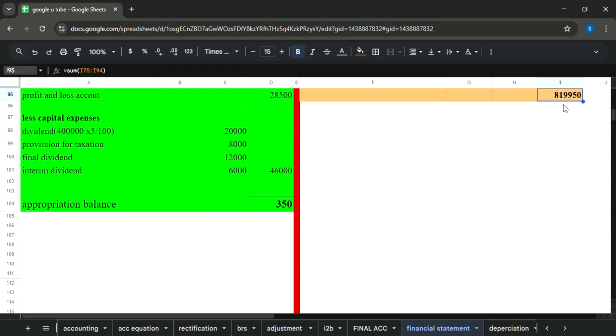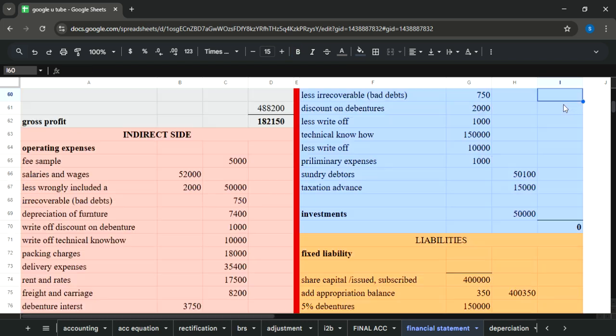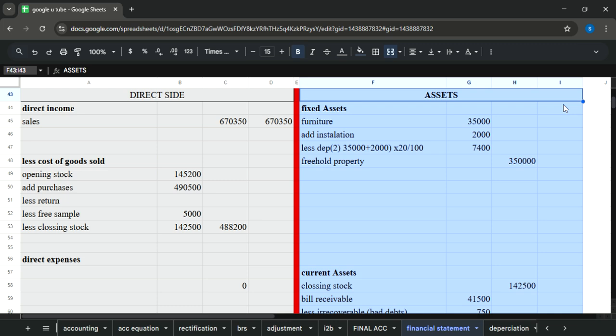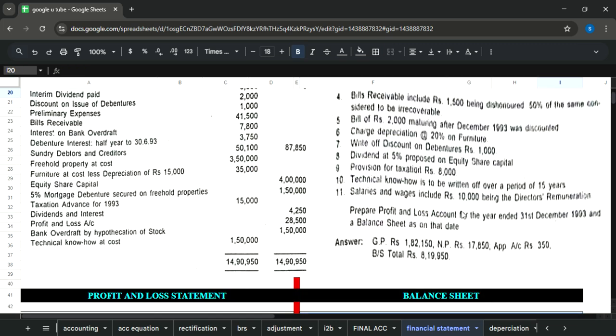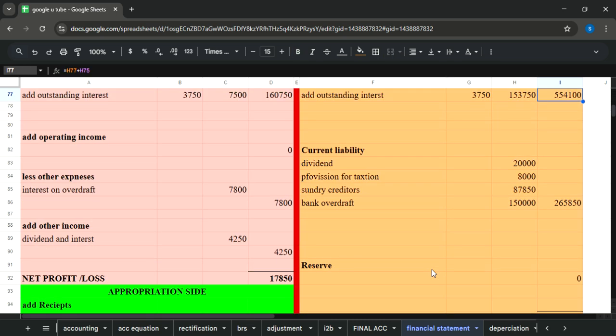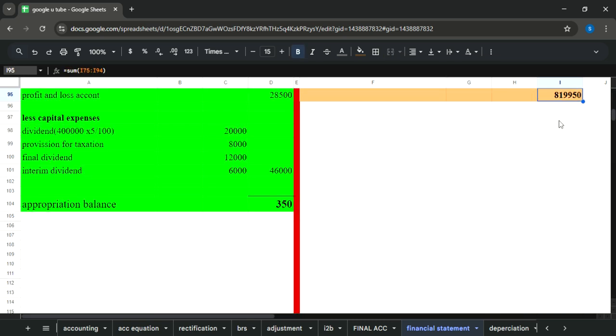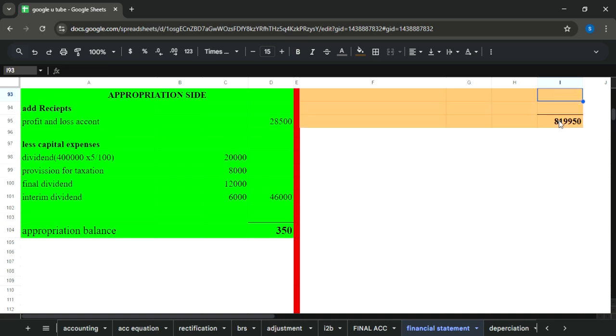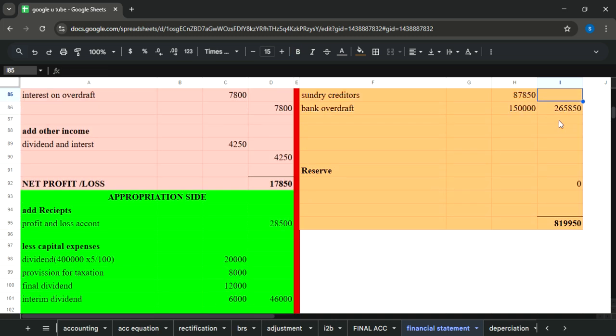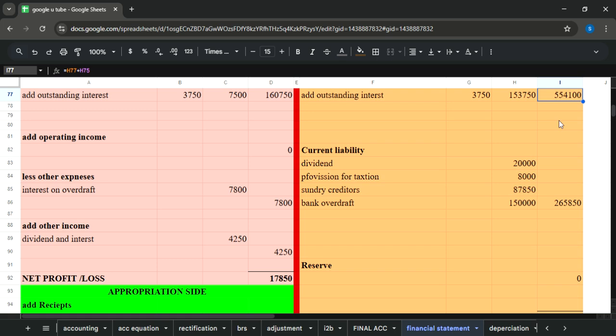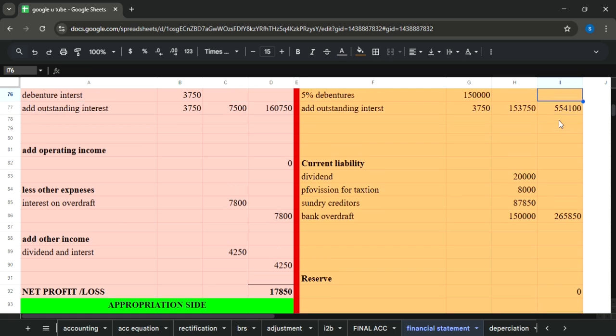This is also answer of balance sheet, and this is given in the book. Let's check it out. So balance sheet answer is 819950, while our answer is also 819950. It means liability side is also completed. We have taken sum of current and fixed liability beside reserves.